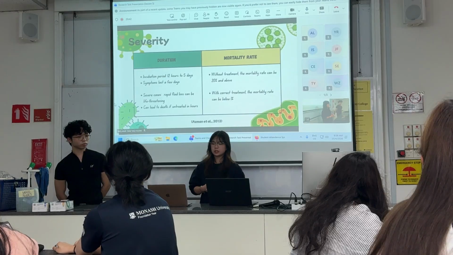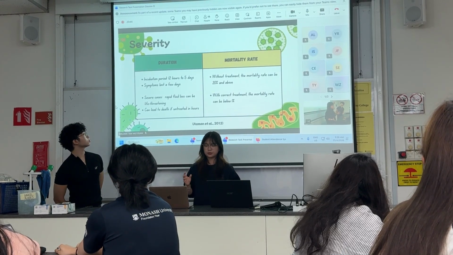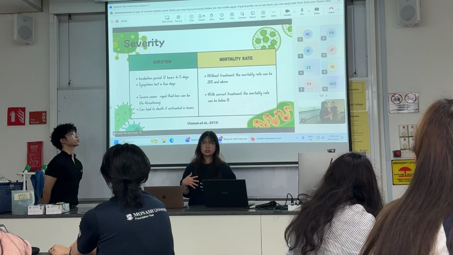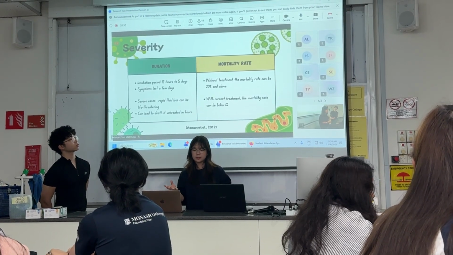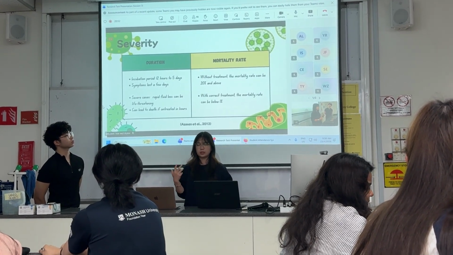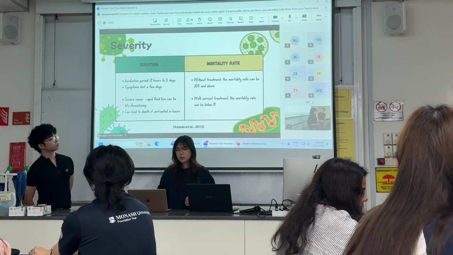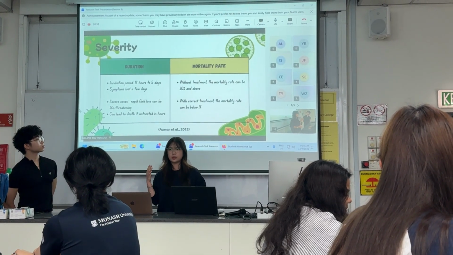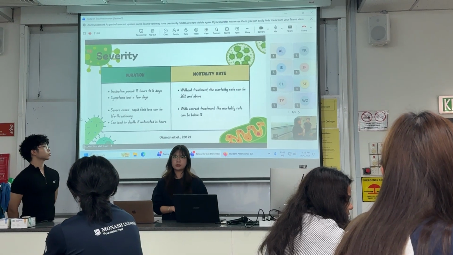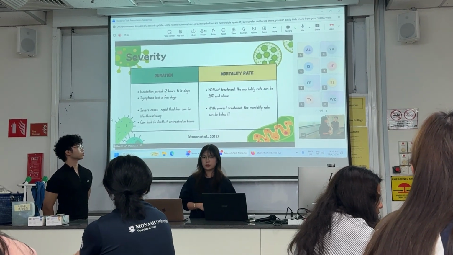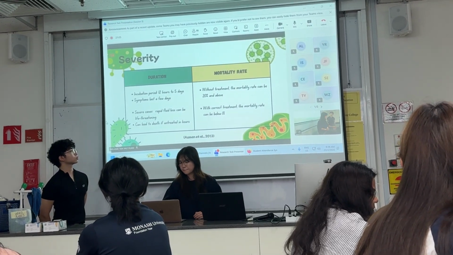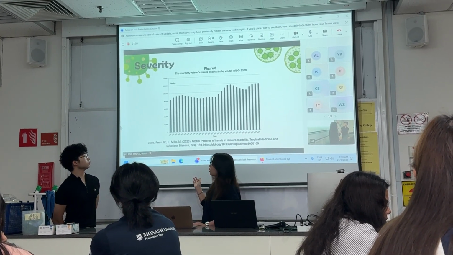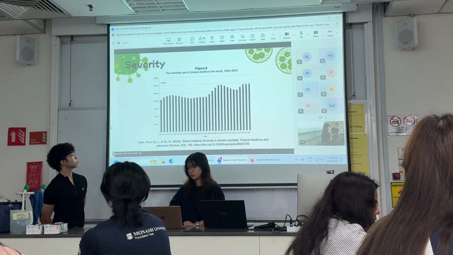When you get cholera, the incubation duration is around 12 hours to 5 days, and the symptoms last only a few days. But in severe cases, you will get rapid fluid loss, which can lead to death. For the mortality rate, without treatment it will be 30%, but with the correct treatment at the correct timing, it will be below 1%. This is a figure of the mortality rate from 1990 to 2019.